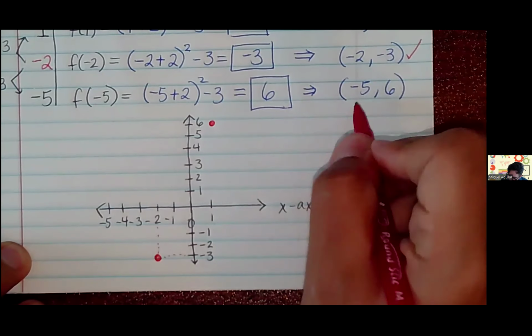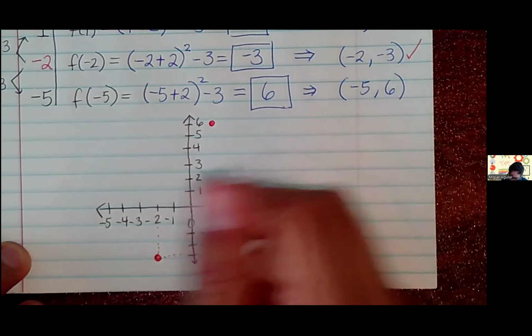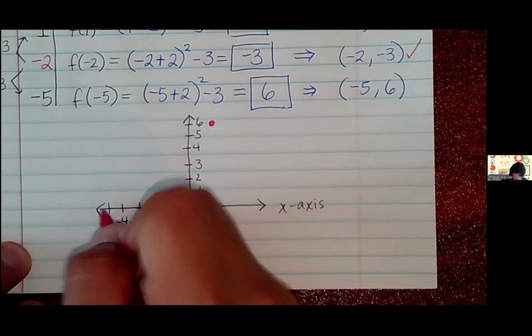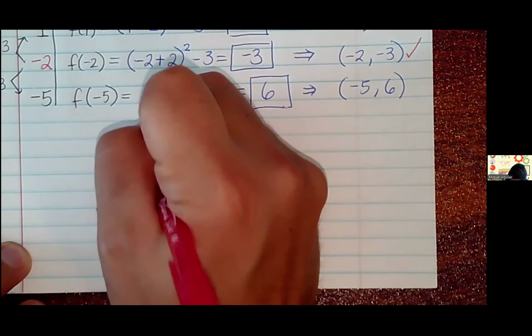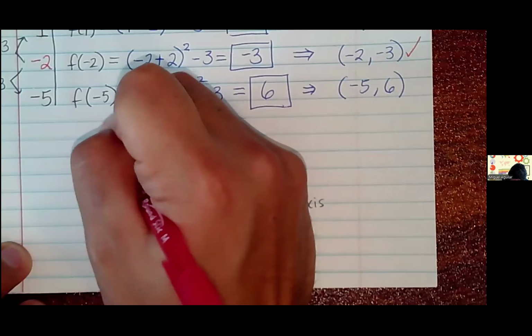That one's good. And then (-5, 6), and this is a +6. So we're going to go -5 and then up until we reach 6. And that's good enough.